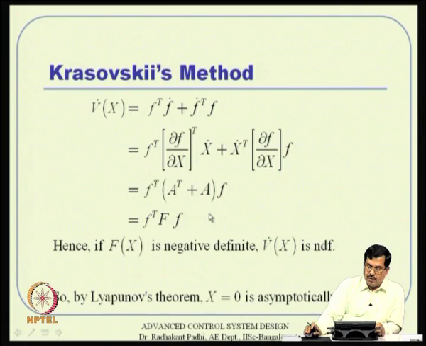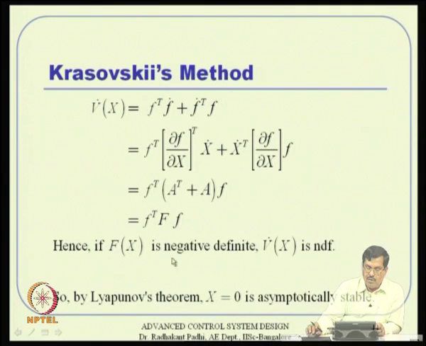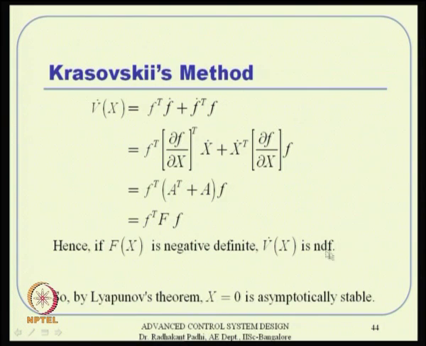So, what is it? We want to show the negative definiteness of a scalar function, but we are taking the help of negative definiteness of a matrix function. So, that is actually an increase of complexity in a way. But anyway, the theorem tells you if I start like this, I will end up with some expression like that, and hence if this F of x is negative definite, then obviously V dot is also negative definite, hence I am done.